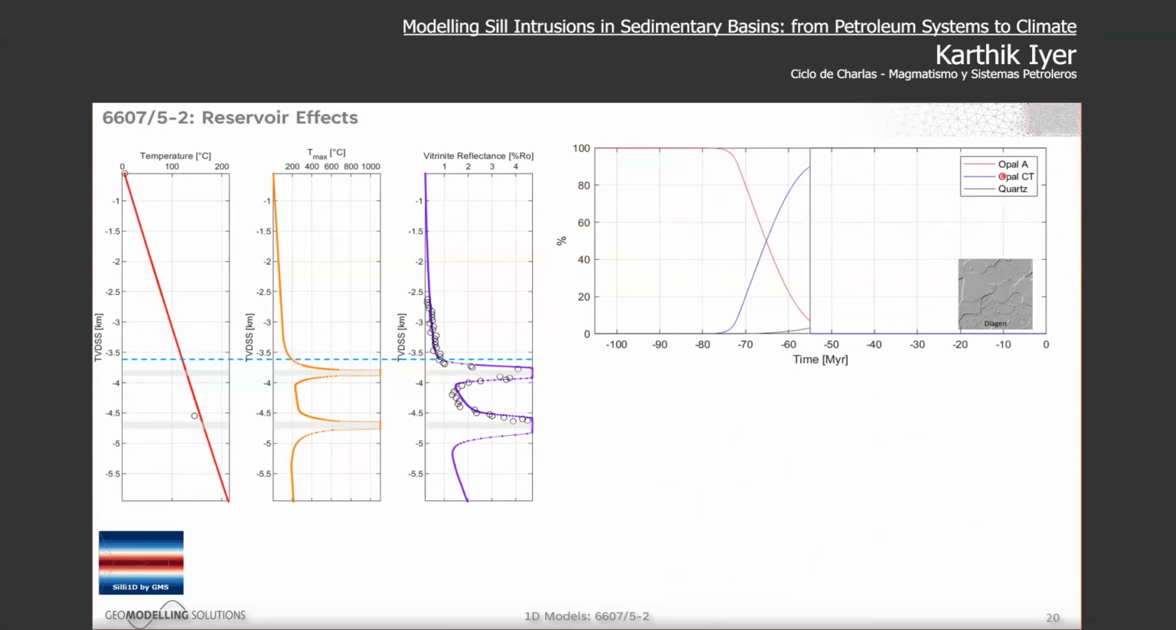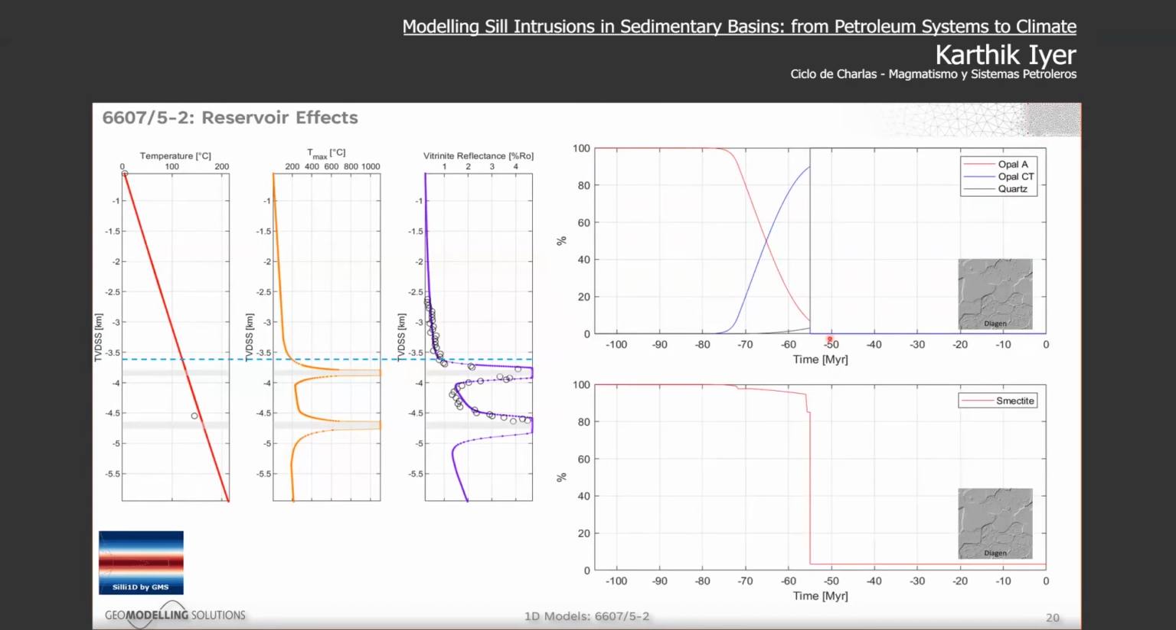In terms of opal A, CT, and quartz transition, there's a different picture. Here we have opal A transitioning to CT due to burial, but that quickly changes when the sill comes in, and suddenly there's a transformation from opal CT to quartz there. And the same thing happens with smectite to illite transition. Again, the sills are the main drivers. Quartz cementation didn't occur in this one because although there was a temperature increase, it was relatively short-lived.